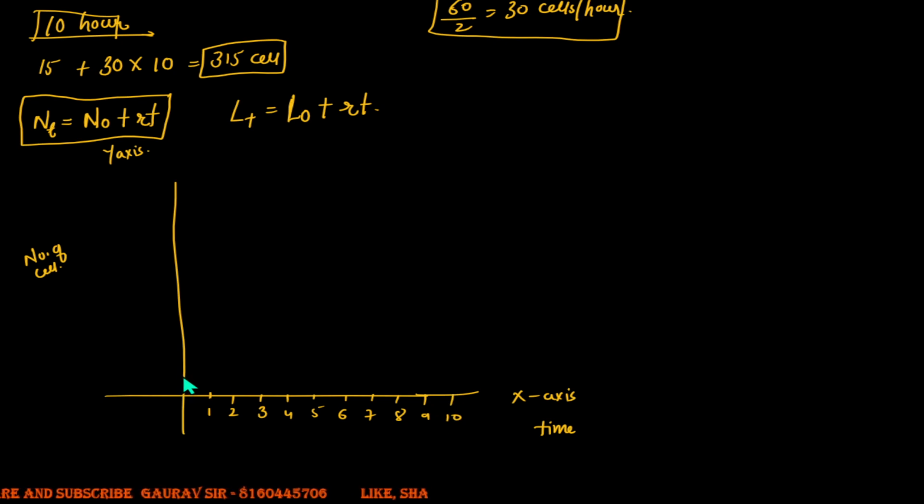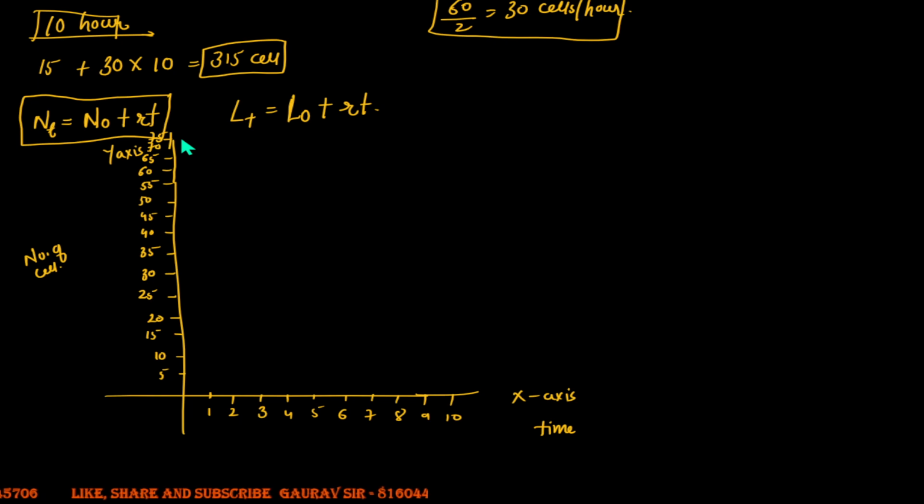This becomes 5, 10, 15, 20, 25, 30, 35, 40, 45, 50. Okay, I'll have to extend this. 55, 60, 65, 70, and then 75. All right. It has exceeded beyond my expectations. At time 0, you had 15 cells. You had 15 cells here.